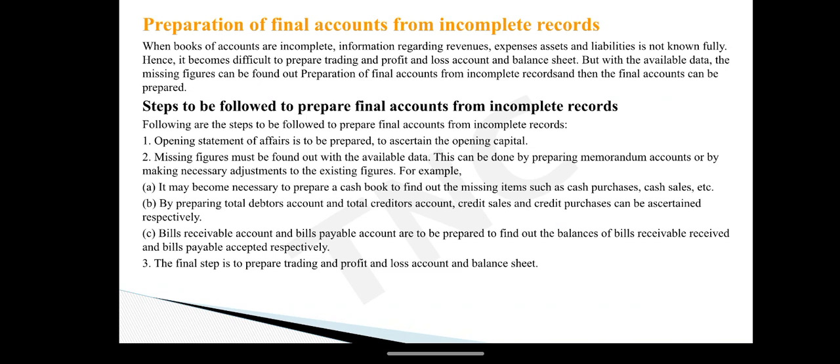For example, it may become necessary to prepare a cash book to find out the missing items such as cash purchases and cash sales. By preparing total debtors account and total creditors account, credit sales and credit purchases can be ascertained respectively. Bills receivable account and bills payable account are to be prepared to find out the bills receivable received and bills payable accepted respectively. The final step is to prepare the trading and profit and loss account and balance sheet.